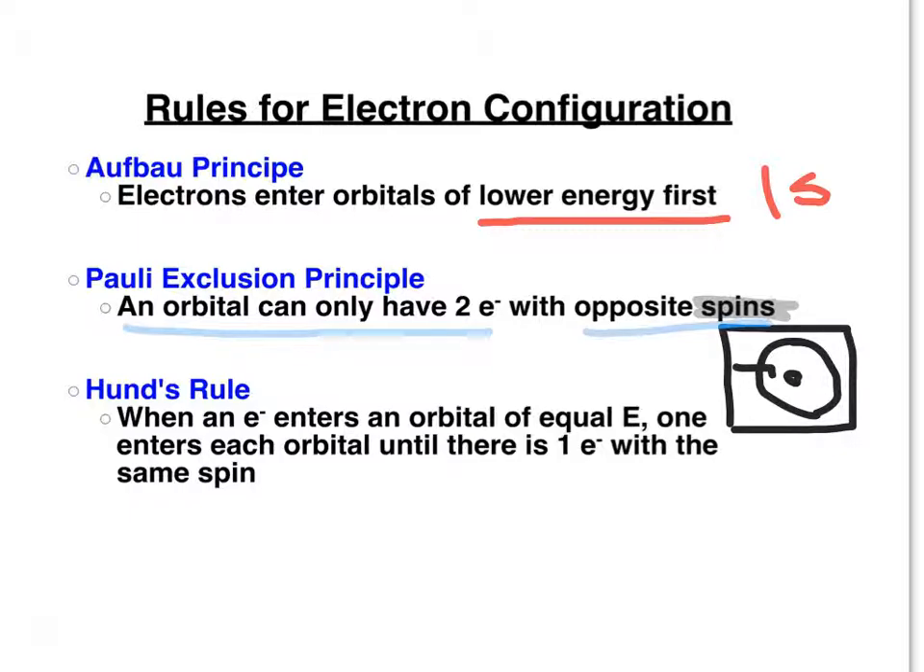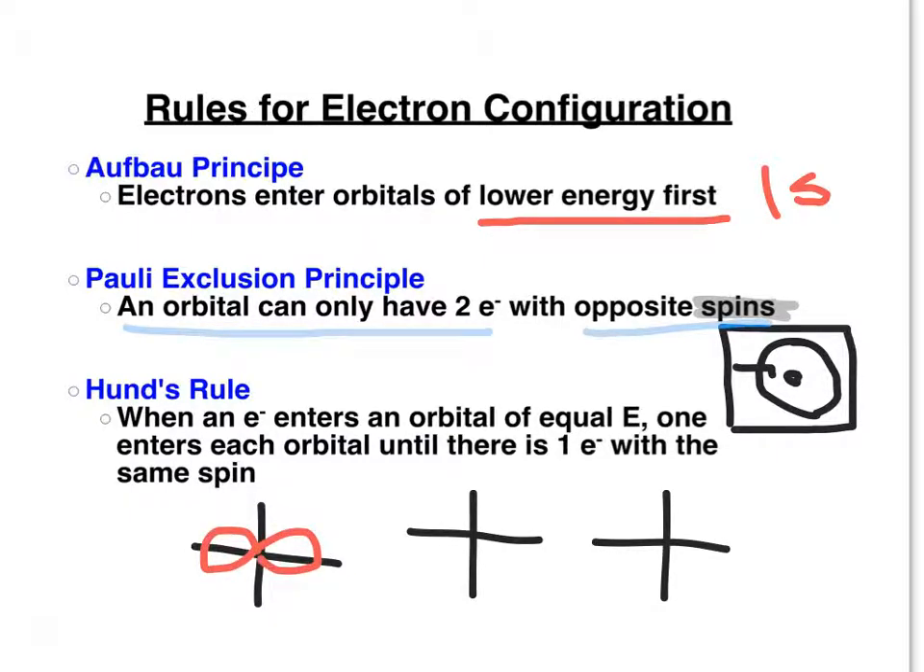Hund's rule states that when electrons enter orbitals of equal energy, one enters each orbital until each has one electron with the same spin, and then they're forced to pair up. If you remember, when we were discussing the shape of the p orbitals, there's a px, a py, and a pz. Let's see if I can draw those. Here's a px, here's a py, and then z is really the hardest to draw, but it's kind of like that, and then it kind of goes in the back.